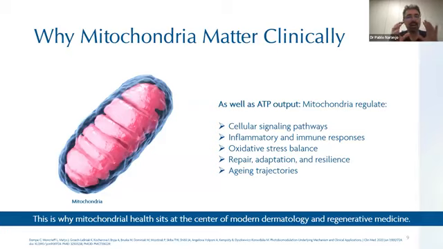When we talk about how we interact with the cell, we need to interact with an activation of the ATP, so an activation of the energy of the cell. But also, we are going to do other regulation. We are going to regulate the signaling pathways of the cell. We are going to regulate the inflammatory process and the immune response. We are going to interact with the oxidative stress balance.